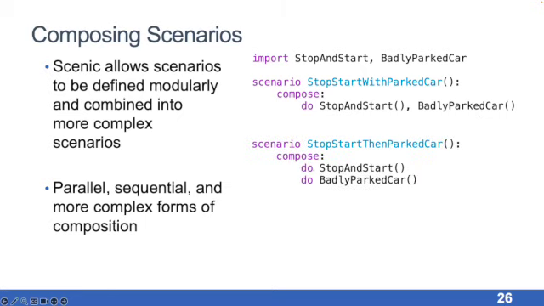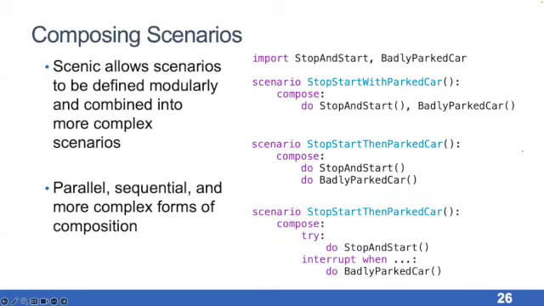So this one would be do the stop and start scenario first. It should have some conditions defined for when it terminates, and then go on to start the badly parked car scenario after that. Or you can do something more complicated using all those features that we saw in behaviors. So for example, here we're saying, do the stop and start scenario until some condition is met, then start the badly parked car scenario. So this is one set of things that's nice for building kind of more complicated scenarios. You could build up a library of common scenarios, then reuse them in this way.